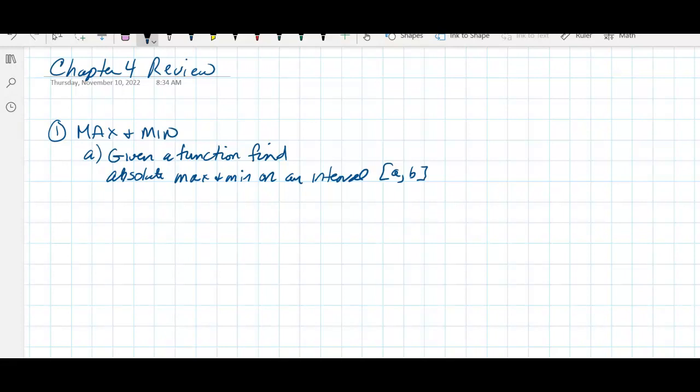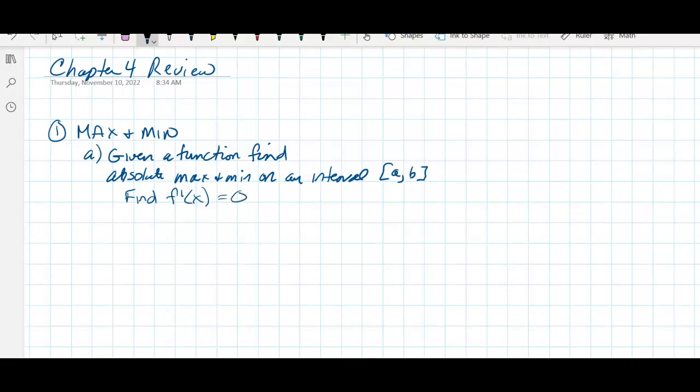Okay, so given a function, absolute max and mins on an interval. So how do you find absolute max and mins? You do what with that function? First you find, yep, you need the derivative and then set the derivative equal to?